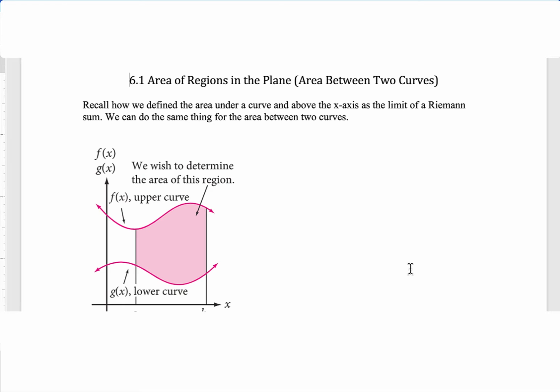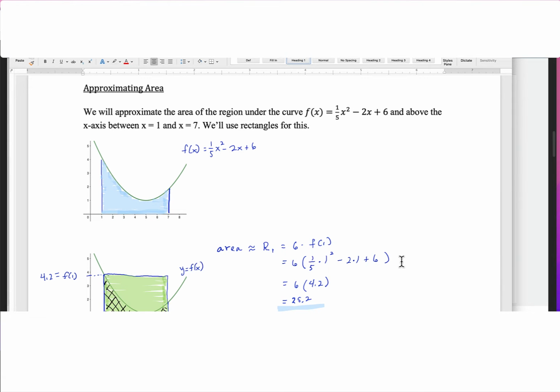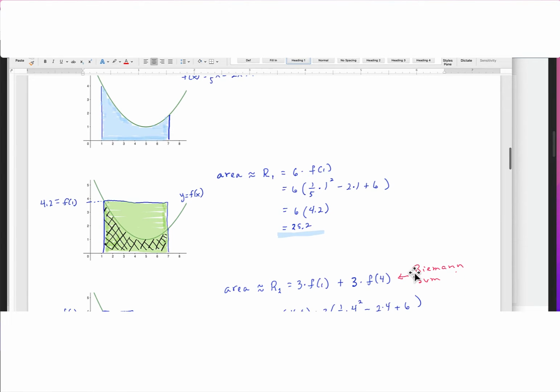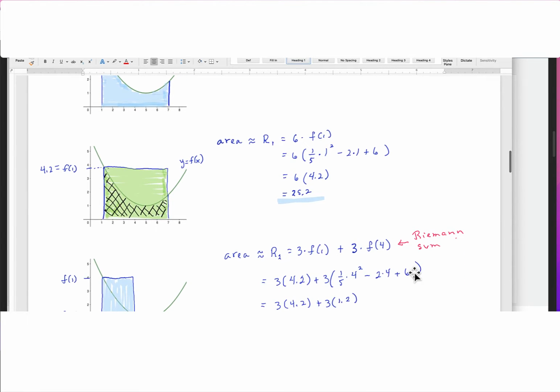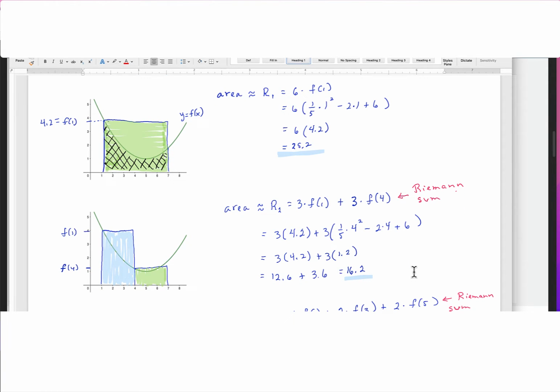To start out, let's remember how we defined the area under a curve and above the x-axis as the limit of a Riemann sum. Back then, we said we wanted to find the area under a curve and above the x-axis between two x values. And what we did was we used rectangles to approximate the area. We started out with one giant rectangle. That gave us way more area than was actually under the curve.